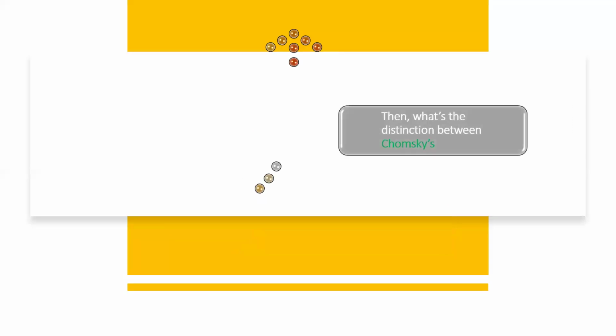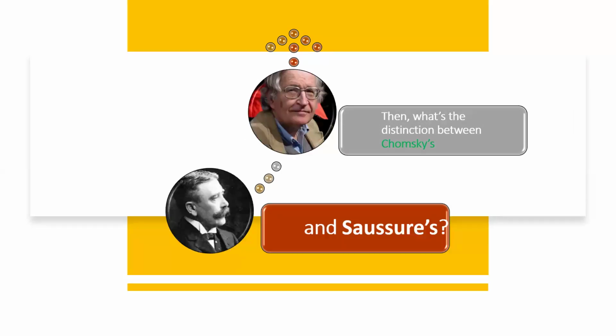Then here's a question: what's the distinction between Chomsky and Ferdinand de Saussure? Diachronically, in other words historically, Saussure comes first. Saussure was at the very beginning of the 20th century, sorry, in 1913 or so. So he was far ahead of Noam Chomsky.